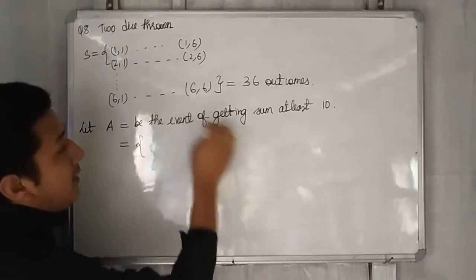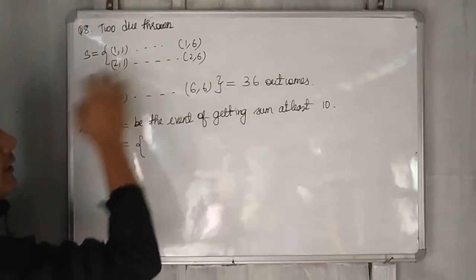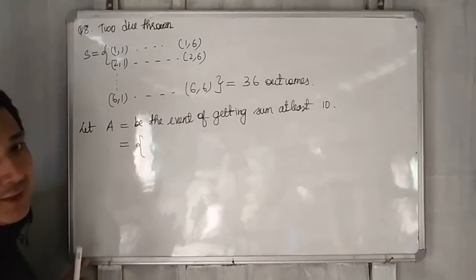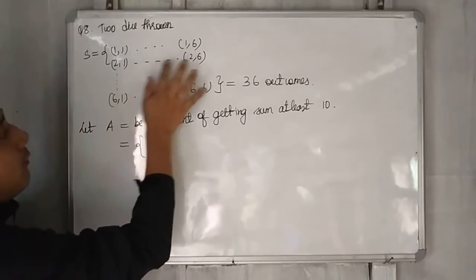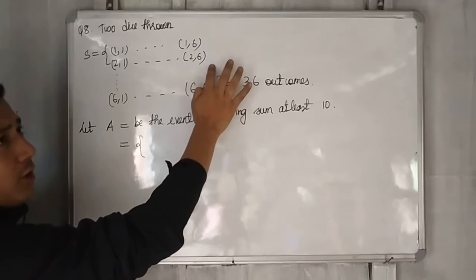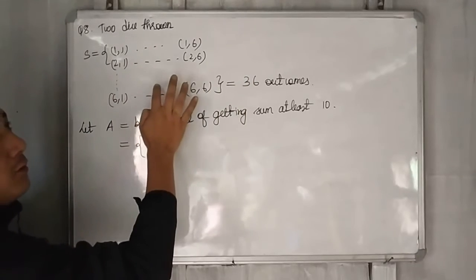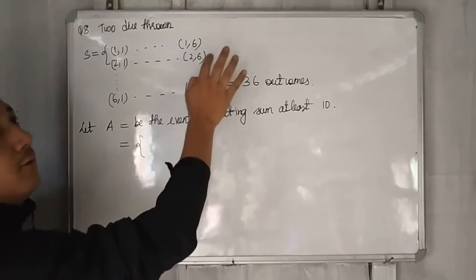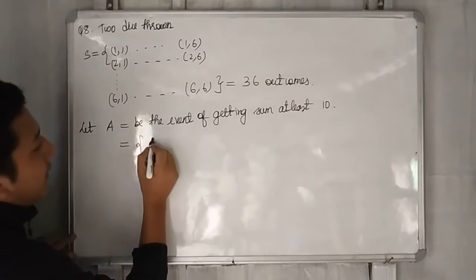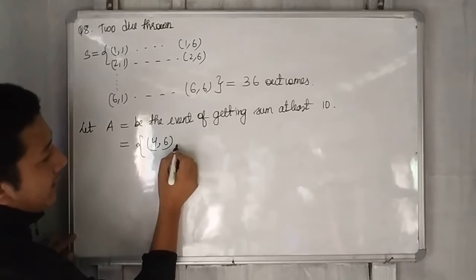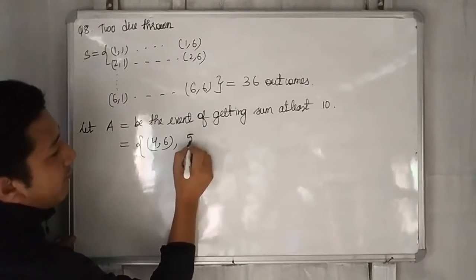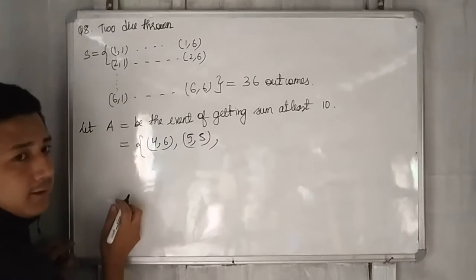So let us find the possible chances where I can get 10. 1,1 to 1,6, there is no chance of getting 10 if I add. 2,1 to 2,6, no chances. 3,1 till 3,6, no chances. 4,1, 4,2, 4,3, 4,4, no, 4,5, that is 9. 4,6, I'll be getting 10. Then 5, then 5,5. Alright, are you understanding my point?